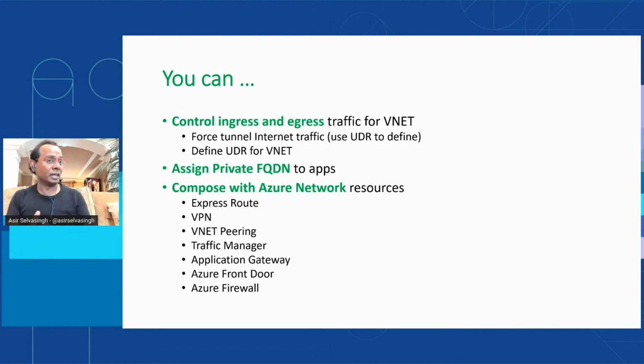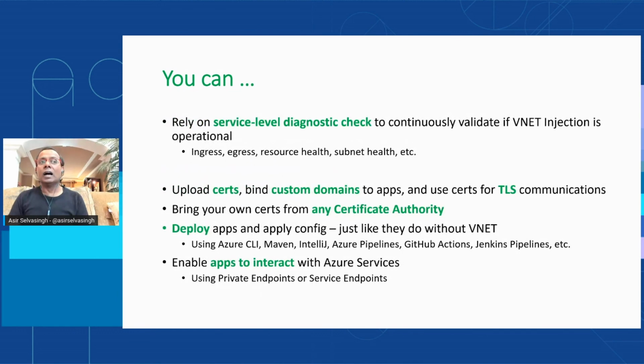I showed you ExpressRoute, VPN, VNet peering. You can use Traffic Manager. I showed you Application Gateway. You can also use Front Door as well as Firewall. You can also rely on service level diagnostic check because when you're placing Azure Spring Cloud in a virtual network, there could be many things, many resources involved. So if some configuration changes, things can go wrong. So that's why we have a diagnostic check that you can continuously check whether everything is operational.